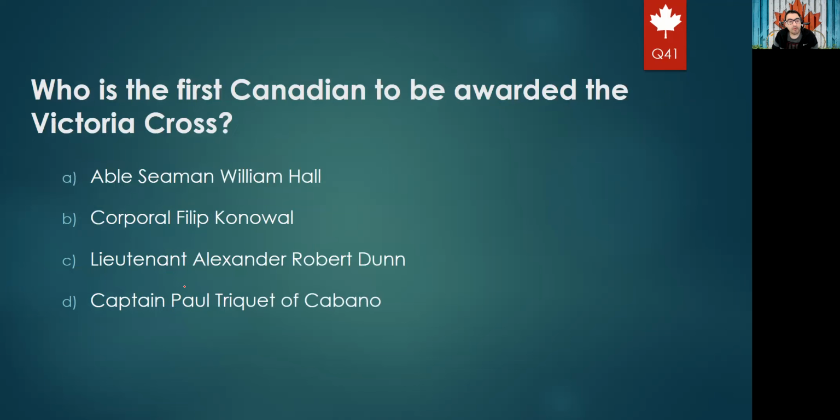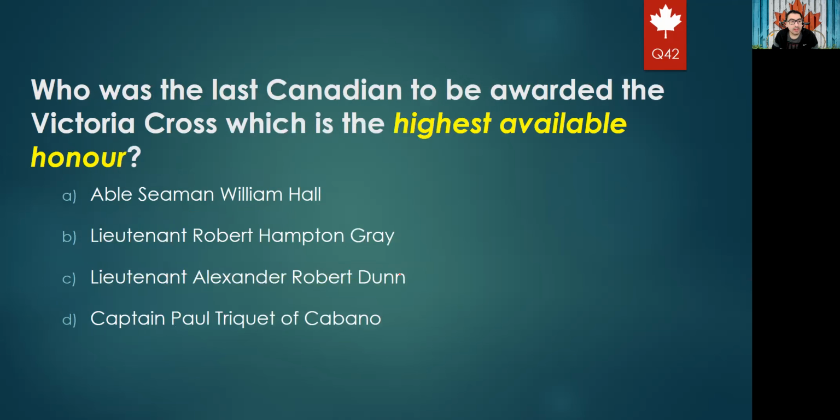Who is the first Canadian to be awarded the Victoria Cross? William Hull, Cornwall, Robert Dunn, or Capano? I say again, you have to just focus on the last name. They will not play with the first names. So the right answer for sure will be option C, Dunn. Robert Dunn. Next question.